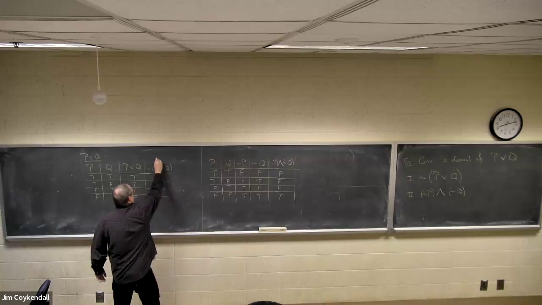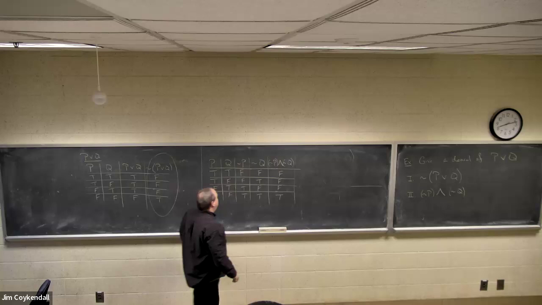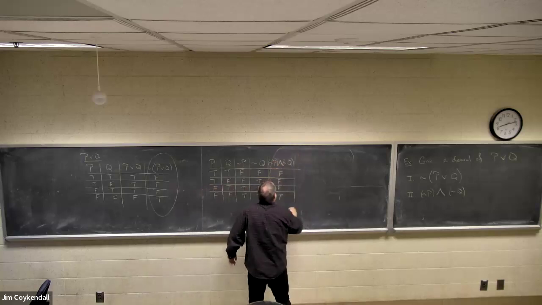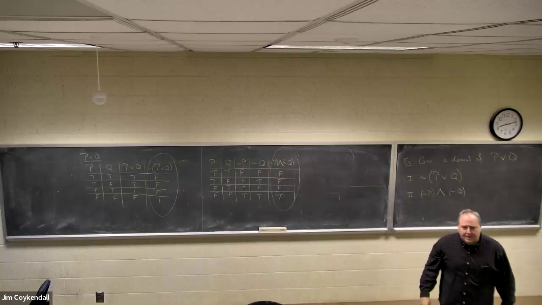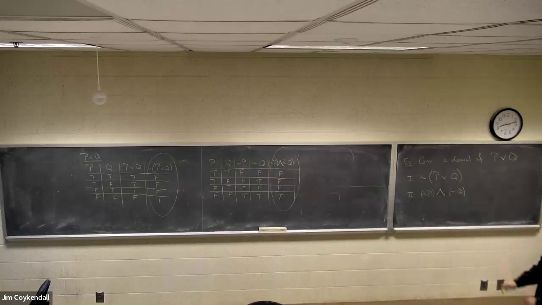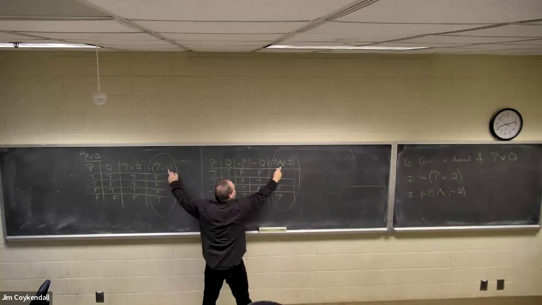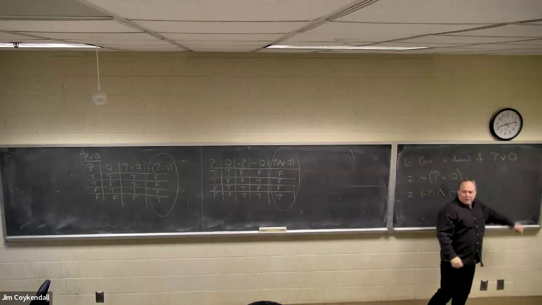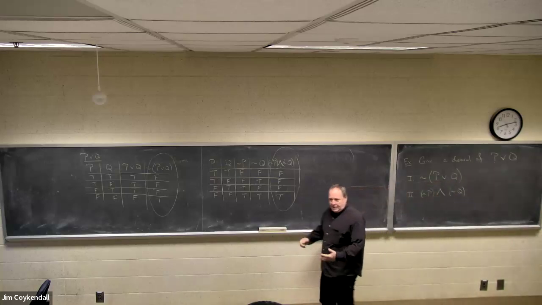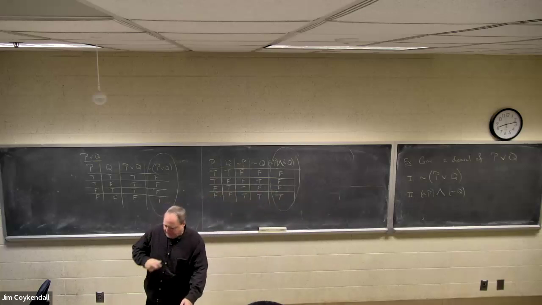And notice the truth table for this is equal to the truth table for this. These are different statements, but they're equivalent. So this statement is equivalent to this, so this is a denial of P or Q. Everybody okay? Questions? Okay.